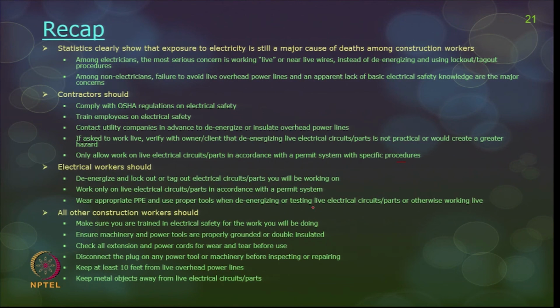All other workers, primarily the construction workers, should make sure they are trained in electrical safety for the work they are doing, ensure machinery and power tools are properly grounded and double insulated, check all extension and power cords for wear and tear before they are used, disconnect the plug on any power tool or machinery before inspecting or repairing, keep at least 10 feet away from all live overhead power lines and keep metal objects away from a live electrical circuit or part. So, recap.